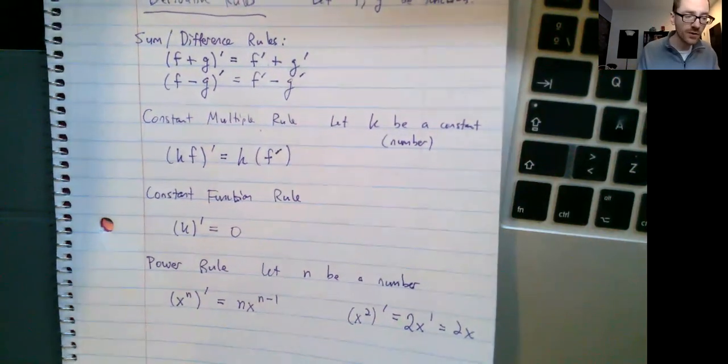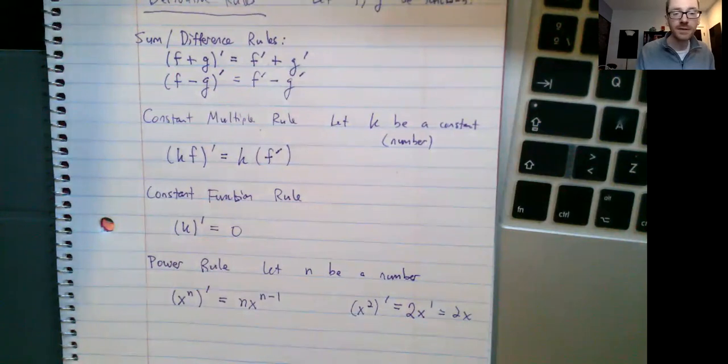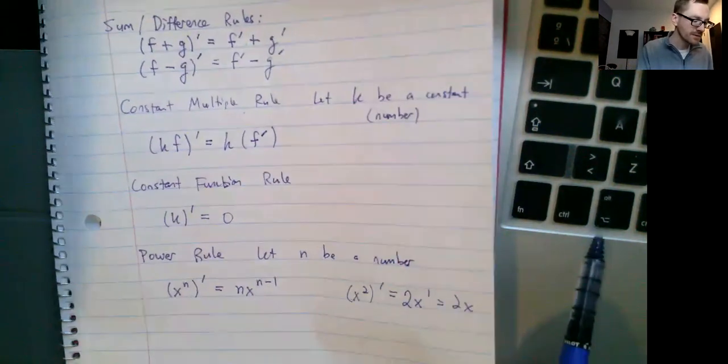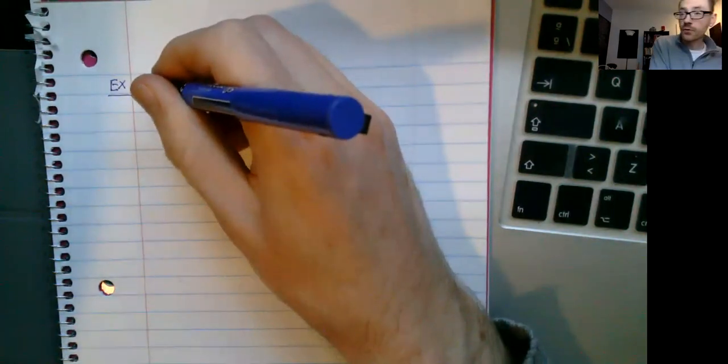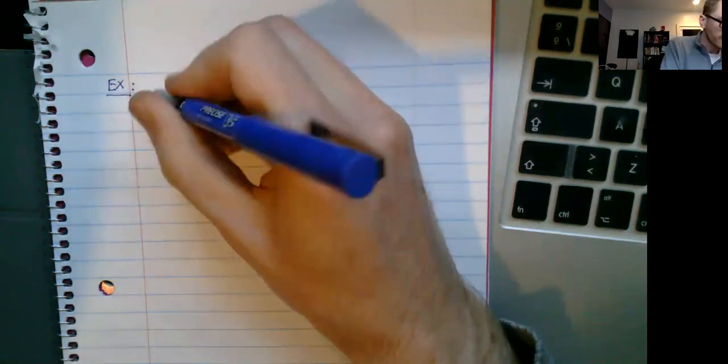What I'm going to do now is a whole bunch of examples. I think I'm going to tear this sheet of paper off so I can refer back to it quickly. What I'm going to do is compute the derivatives of a bunch of different functions, using derivative rules, not using limits.